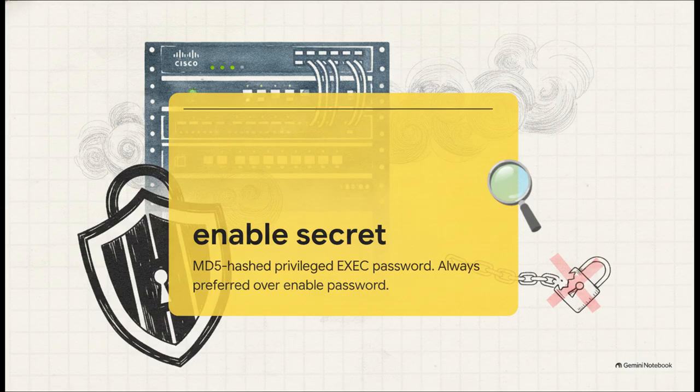By typing enable secret, followed by your password, you create an MD5 hashed privileged EXEC password. You might also know about an older command just called enable password. Let me be clear, avoid that one entirely. Enable secret is the modern standard, purely because that hash ensures your most critical password isn't just sitting there in plain text for anyone to stumble across.